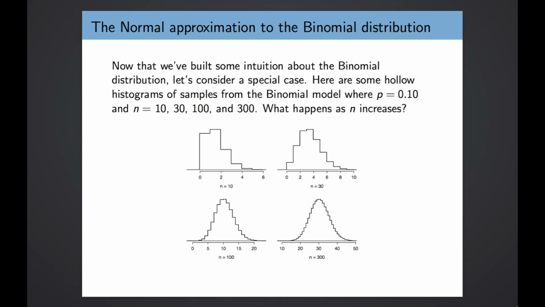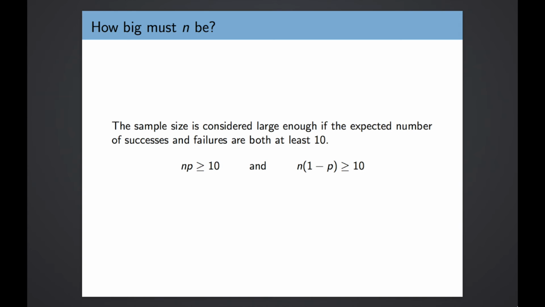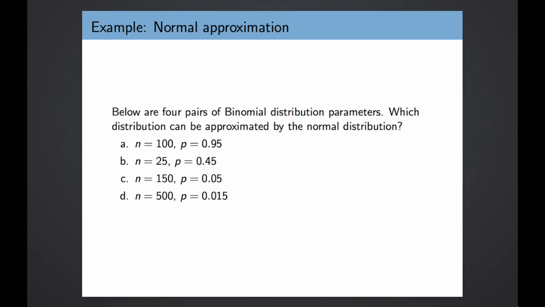So how can we use this knowledge? How can we go back and forth between looking at the binomial distribution and the normal distribution? How big does n have to be for us to be able to think of the binomial distribution as approximating the normal distribution? Our rule of thumb is that the expected number of successes should be greater than or equal to 10, and the expected number of failures should be greater than or equal to 10. So n times p and n times 1 minus p should both be greater than or equal to 10 for the sample size to be considered large enough to use the normal approximation.